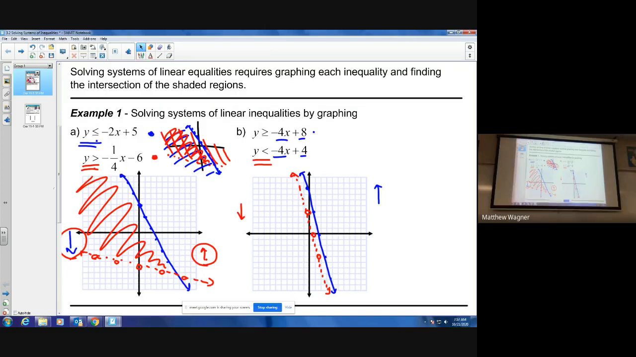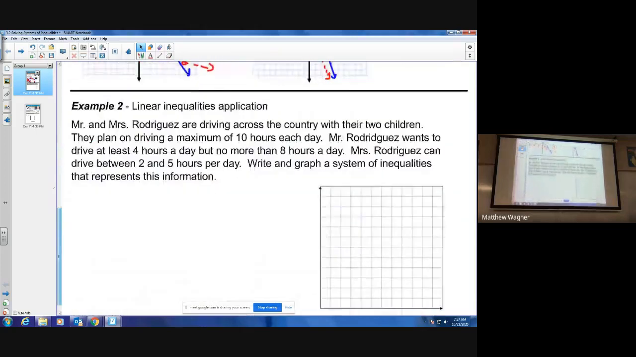If you notice in this situation, we have one line that we're shading above and one line we're shading below, but they are in fact parallel lines. So when I look at this, there is actually no overlapping region between these two because we're shading the blue line this way and the red line that way. Since there is no overlap, we would say this system has no solution. So again, just be mindful of those special cases as we go through things.